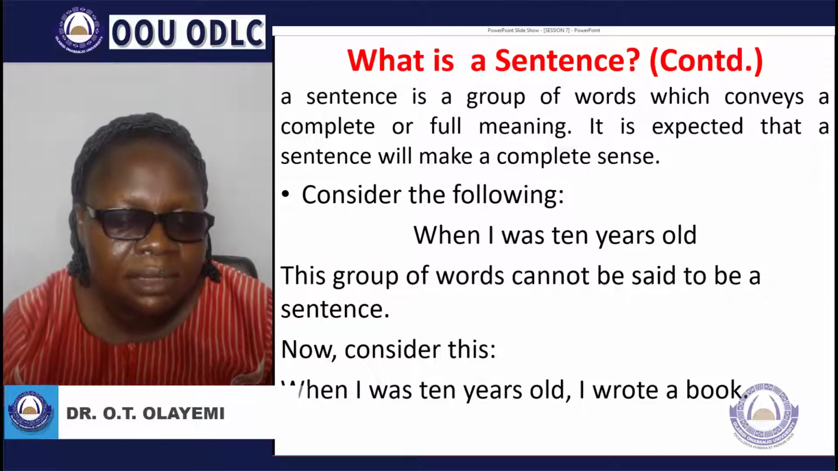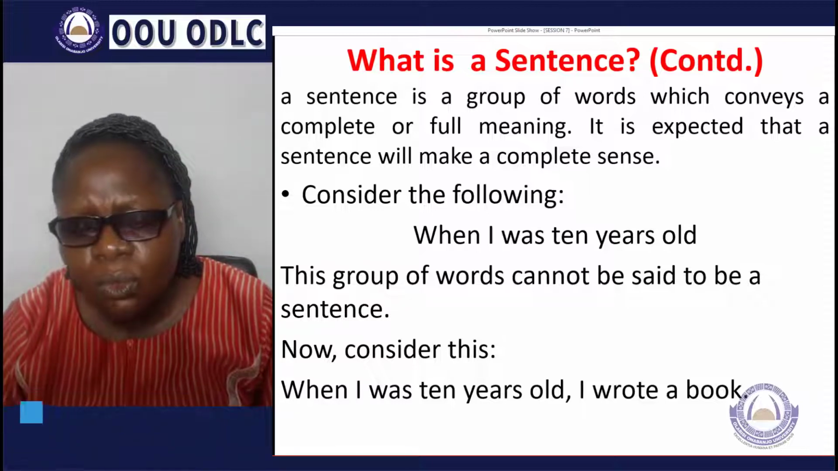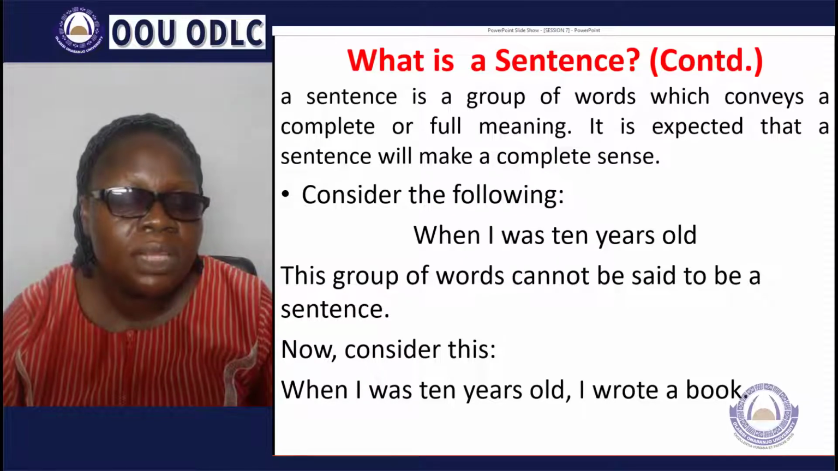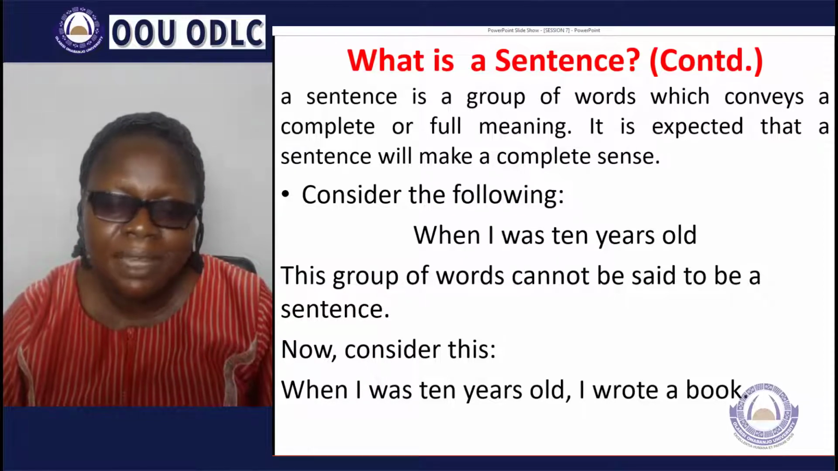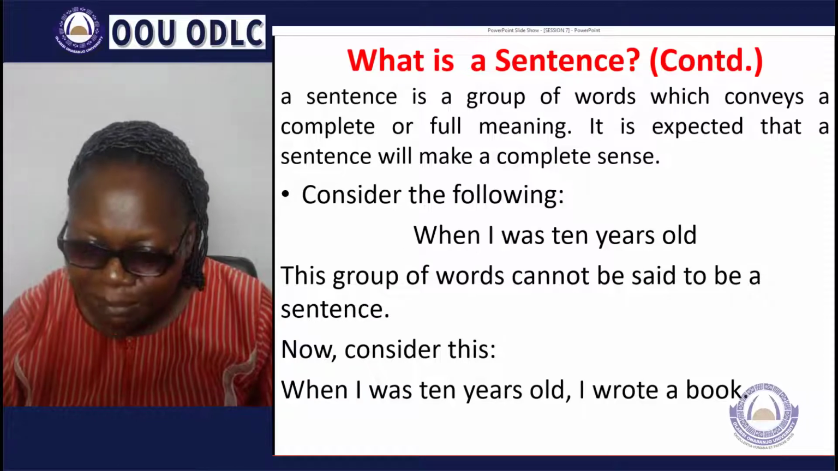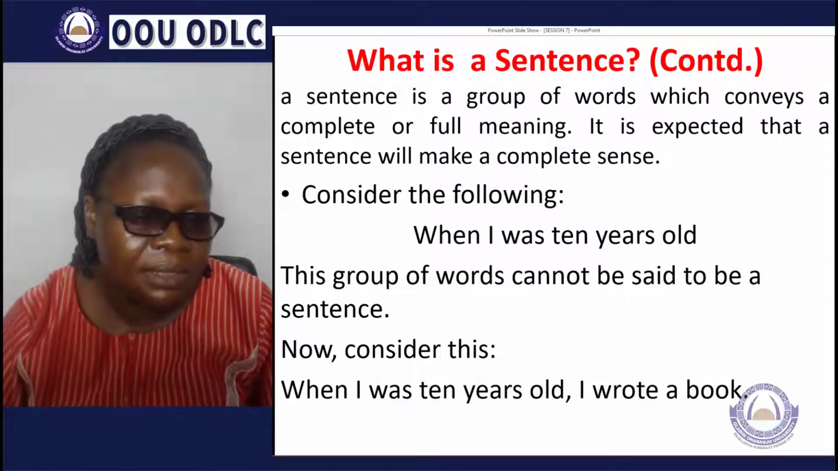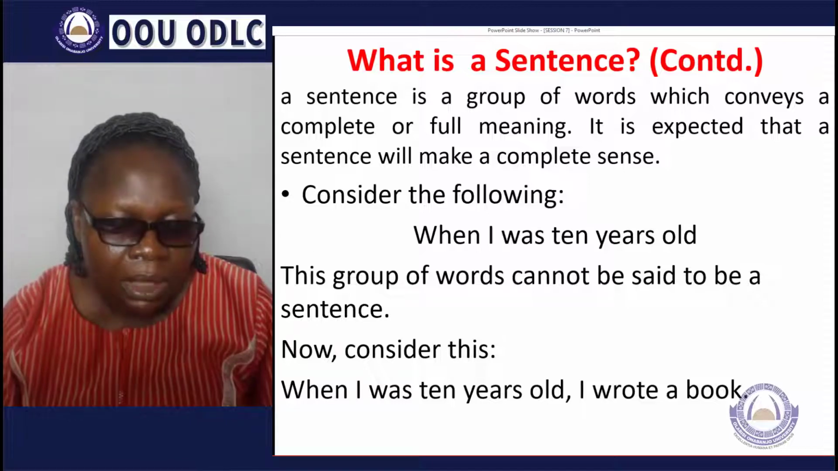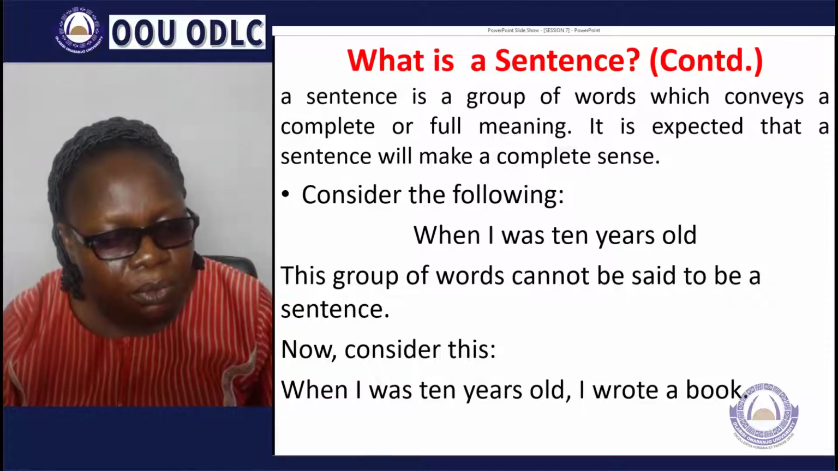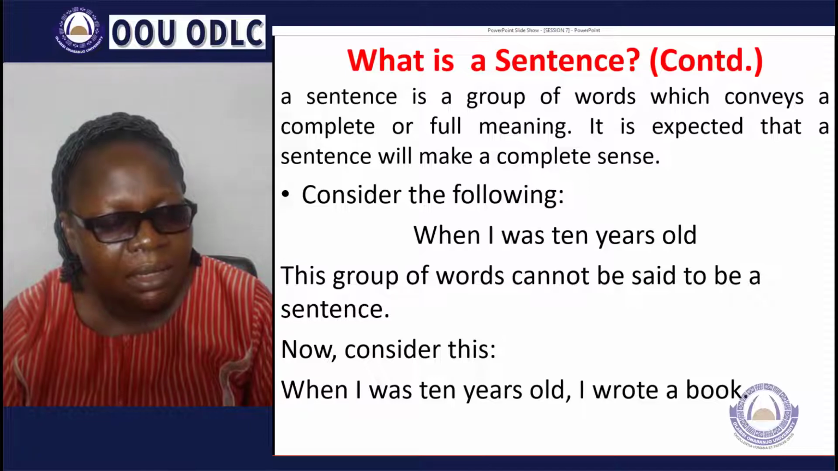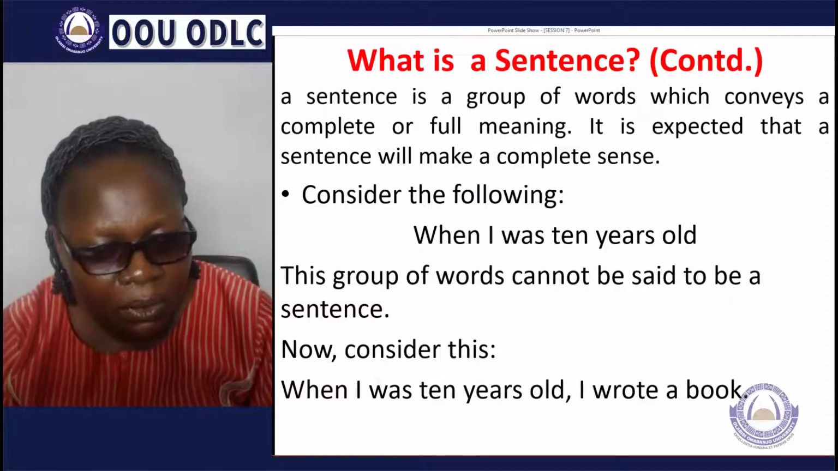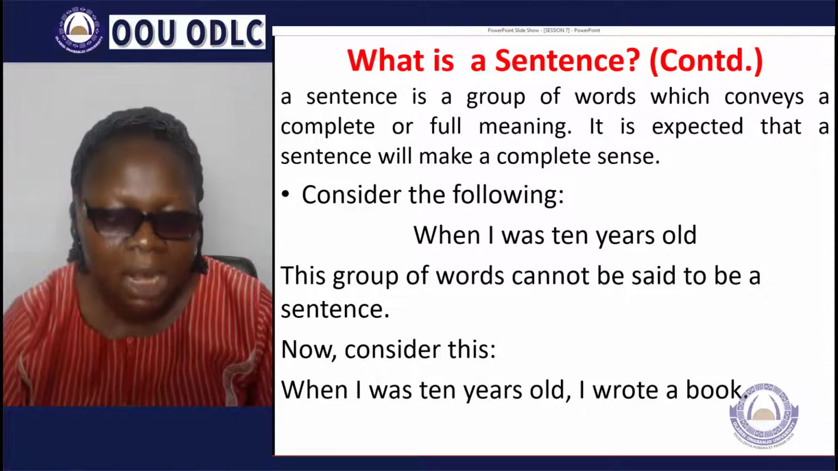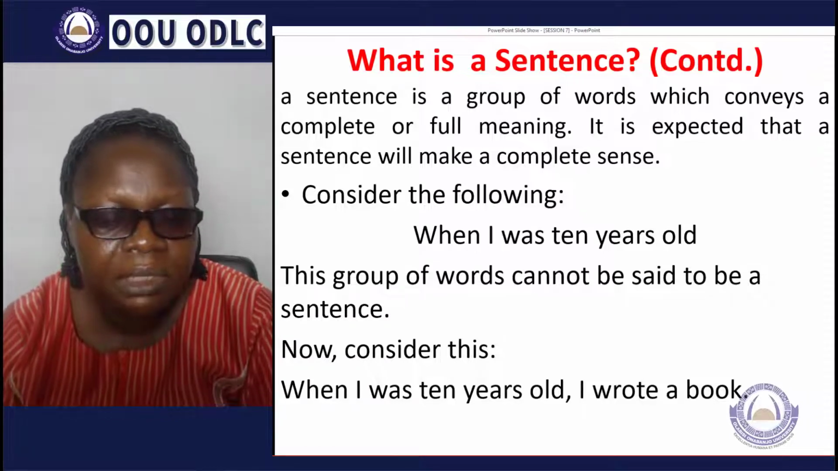Now, consider this. When I was 10 years old, I wrote a book. Is that not completely meaningful? Compare it to the first one, when I was 10 years old. Now, when I was 10 years old, I wrote a book. It's complete in meaning. It conveys a complete sense or thought, and so it is a sentence. It can conveniently attract a full stop at the end of it.